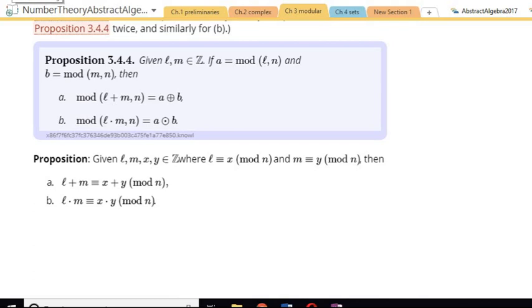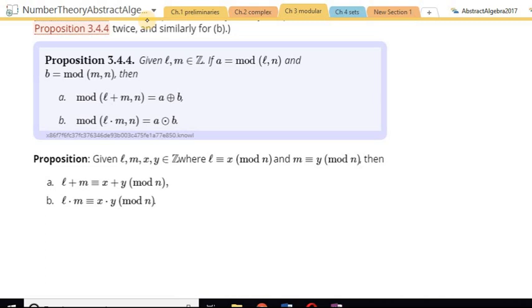Okay, let's look at some proofs of this proposition. Here's the proposition we want to prove, and we can use this fact. We don't have to, but we can. So I'm going to look at part A here. It says, given L, M, X, Y are integers, where L is congruent to X mod n, and M is congruent to Y mod n, then L plus M is congruent to X plus Y mod n.